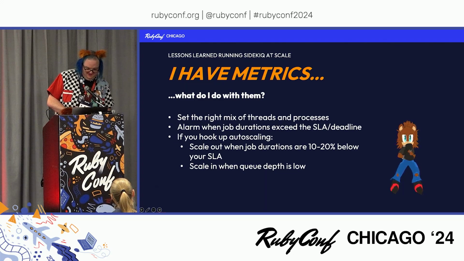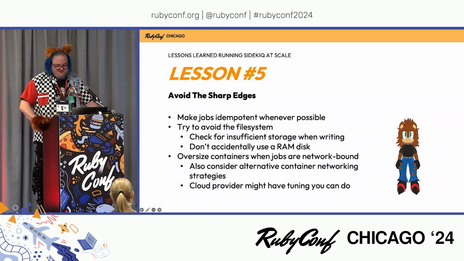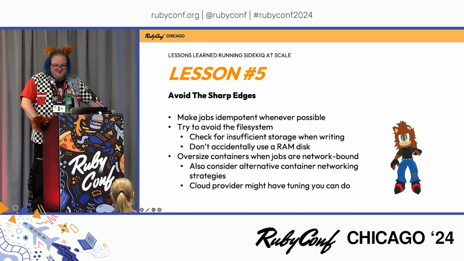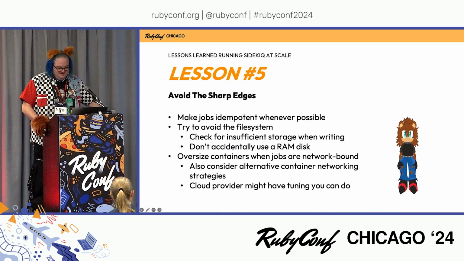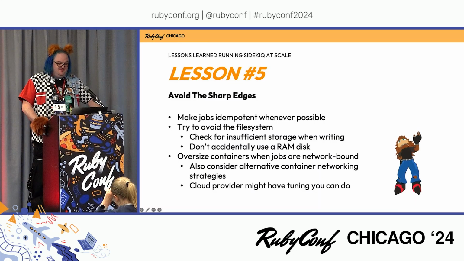So the fifth lesson is to avoid the sharp edges. There's a lot of them, and I thought about making this a whole bunch of different ones, but then we're at like lesson 50 or something, and it's not worth it. The first thing I have on here is make the jobs idempotent.